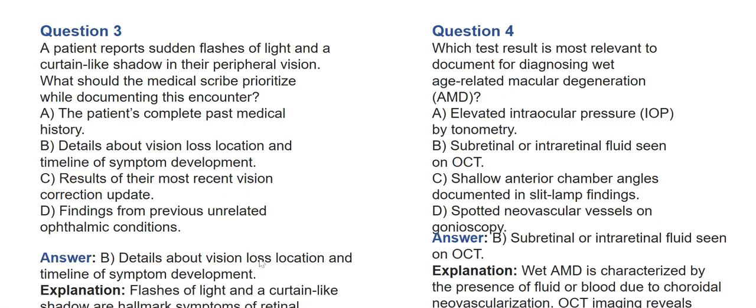Details about vision loss, location, and timeline of symptom development, as flashes of light and a curtain-like shadow are hallmark symptoms of retinal detachment. Accurate documentation of symptom onset, progression, and location is critical for ensuring rapid referral to a retinal specialist for surgical intervention.